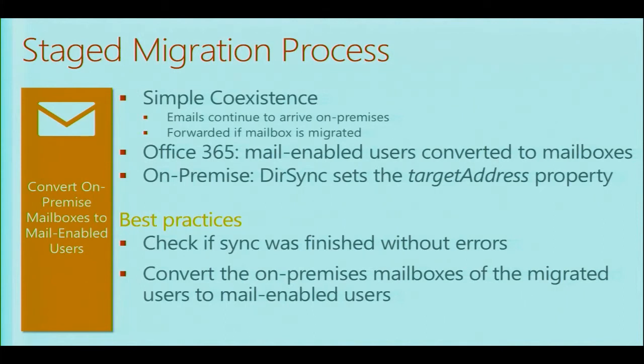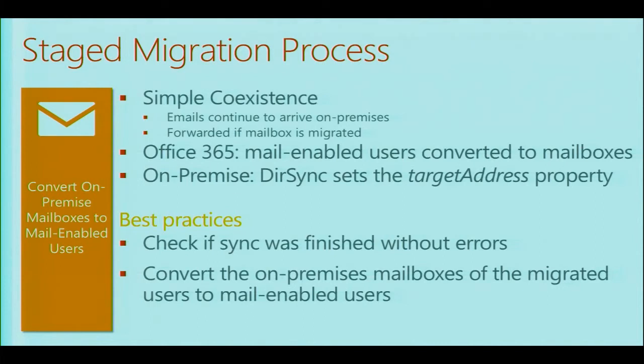Now, after the batch is finished, it is a best practice to convert the on-premises user's mailbox to a mail-enabled user so that Outlook will automatically AutoDiscover the cloud mailbox and connect to it. Why? Well, one of the reasons is after staged migration, remember the user has an on-premises mailbox and now an Exchange Online mailbox. So now we've got their mailbox in two places. Because mail is sent to the user's on-premises mailbox, but it gets forwarded to their Exchange Online mailbox, the users have to connect to their Exchange Online mailbox in order to get their new mail.